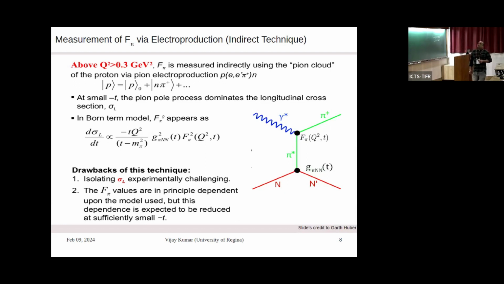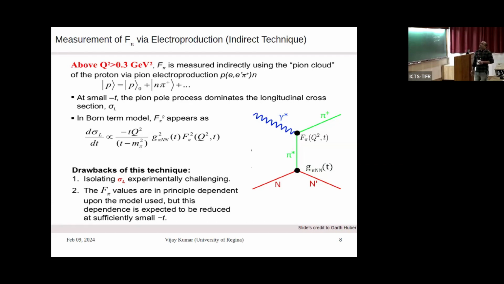In this case, we use the electron beam and scatter with this virtual cloud of pions, which is inside the proton targets. As we know, at small t, the pion pole dominates this longitudinal cross section. In the Regge model, this is one of the models. This longitudinal cross section and form factor appear in this form, with the Q square and t, and this pole term, the coupling constants.